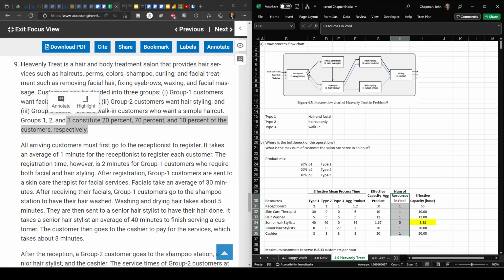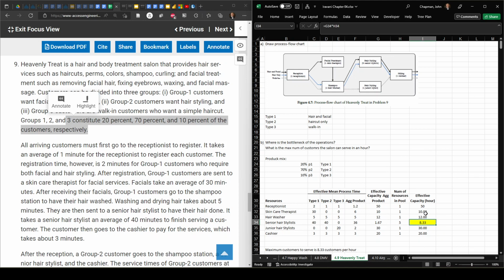So it looks like in every stage except for hairstyling, there's one person that does the work, but in hairstyling, there are 5. So we take that effective capacity of a single hairstylist, multiply that by 5, and that gets us the effective capacity per hour of each one of these stages, including the 5 stylists.